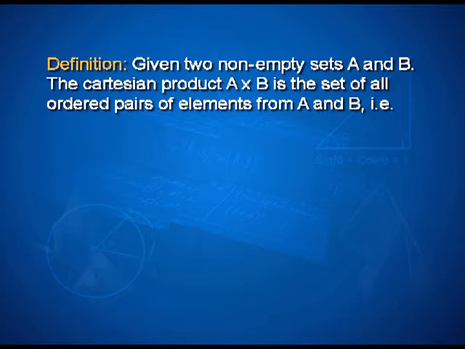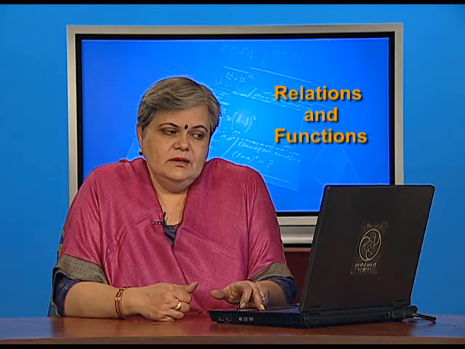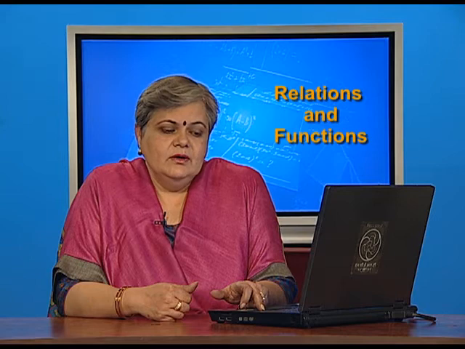Given 2 non-empty sets A and B, the Cartesian product A cross B is the set of all ordered pairs of elements from A and B. In another more technical form, we express A cross B as the set which is the collection of ordered pairs (a, b), such that a belongs to the set A and b comes from set B. So, this is our set builder form representation of A cross B, and if you list all the elements, it becomes the roster form.